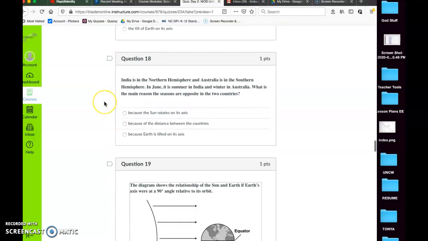Question 18. India is in the northern hemisphere, and Australia is in the southern hemisphere. In June, it is summer in India and winter in Australia. Which is the main reason the seasons are opposite in the two countries? Because the sun rotates on its axis, because of the distance between the countries, or because Earth is tilted on its axis?